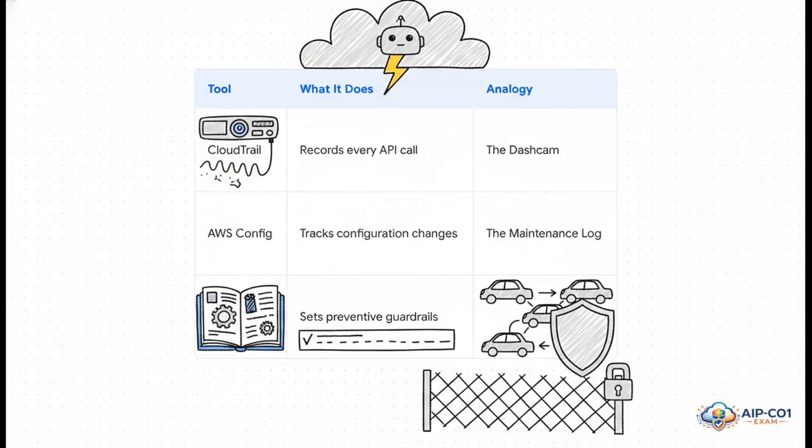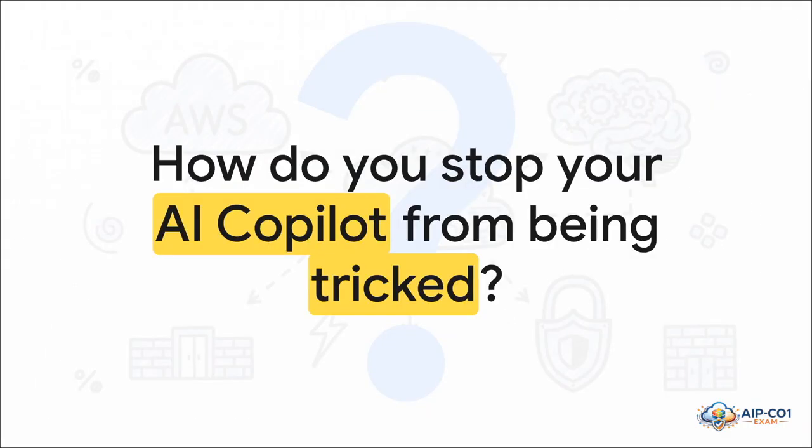And then you have organization SCPs. Think of these as the strict, non-negotiable rules for the entire fleet of cars. Like a rule that says, no car in this fleet is ever allowed to have its public internet door unlocked, period. Okay, but here it is, the billion-dollar question for Gen AI.